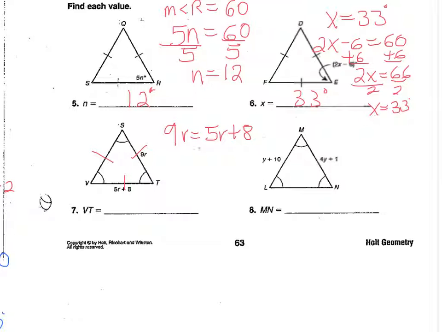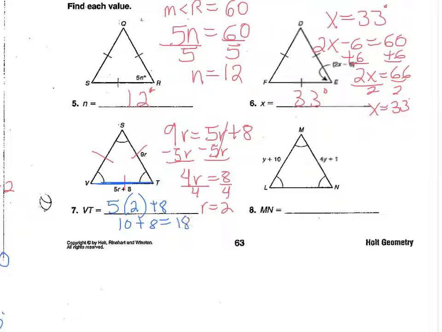And then we solve for r. Subtract 5r from 9r. And that is 4r equals 8. Divide by 4, which is 2. And then they want VT. And VT is 5r, but r is 2. So that would be 10 plus 8, which is 18. Great. Okay, go ahead and try problem number 8.